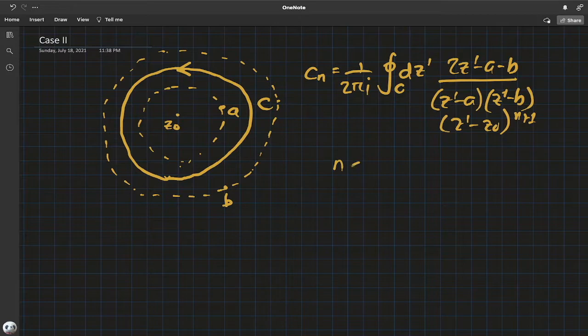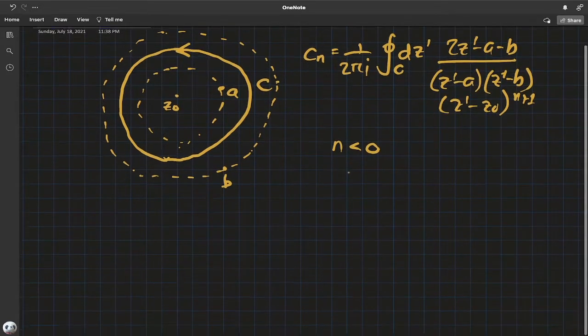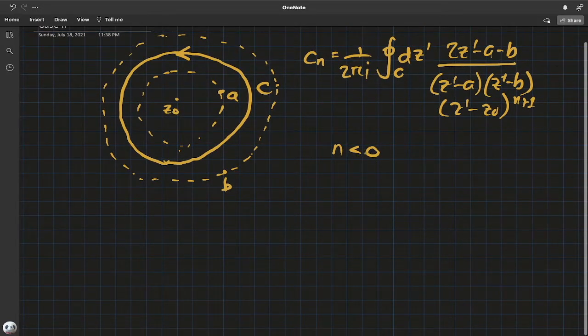Again, we can divide the powers of n. Let's look at the negative first. If you look at the negative, z minus this z prime minus z0 guy shouldn't create a problem like before. The only thing we need to worry about is the point a, and for that we just use the Cauchy integral formula, no derivative of it, just the normal Cauchy integral formula.